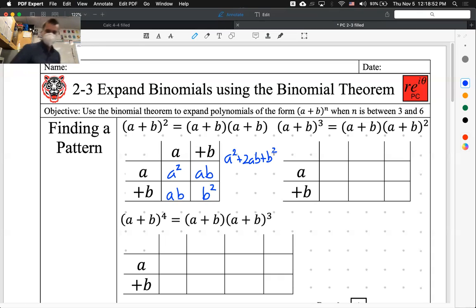So what do we do here? Well, we take a plus b squared. We know that a plus b squared is a squared plus 2ab plus b squared. So I'm going to multiply a plus b times a squared plus 2ab plus b squared.